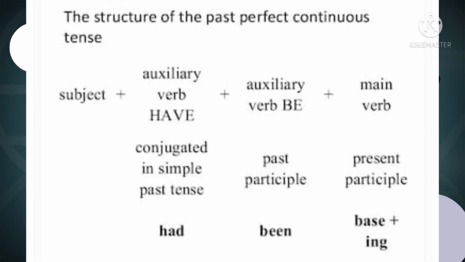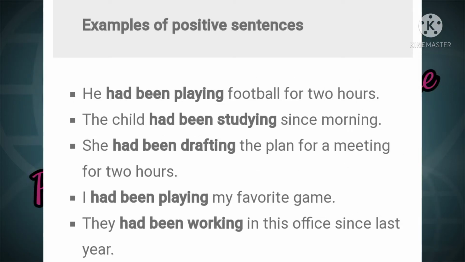Its structure in a statement is subject plus had, that is the past participle form of have, plus been plus the ing form. For all the continuous tenses we use the ing form or the present participle. So this is the structure of a sentence in past perfect continuous tense. Given here are some examples of statements in past perfect continuous tense.